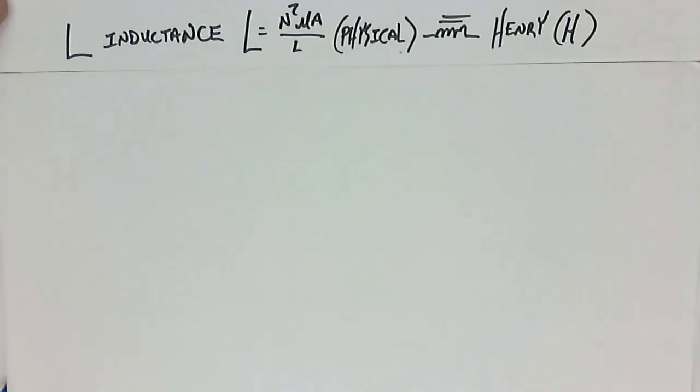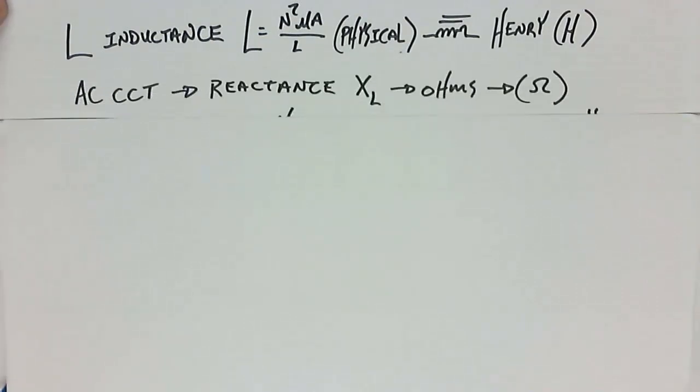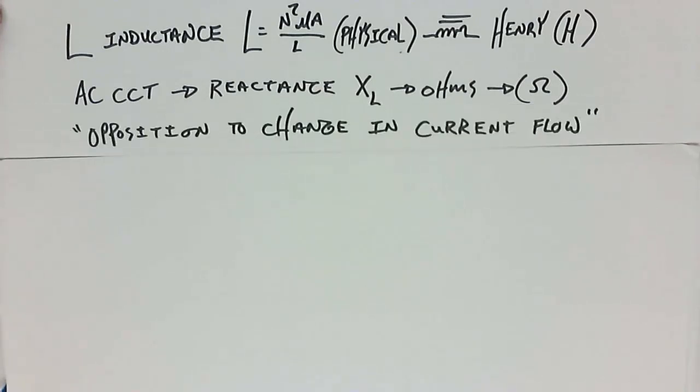So inductance is a reactive component, and what that means is that when we put it into an AC circuit, it reacts differently than in a DC circuit. In a resistive circuit, it reacts the same in both DC and AC. So in an inductive AC circuit, the definition for an inductor would then be the opposition to a change in current flow.